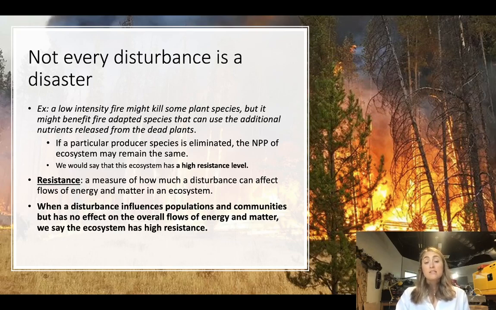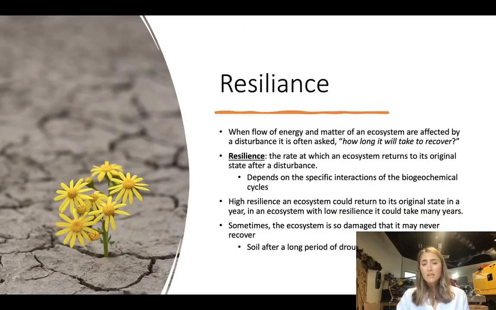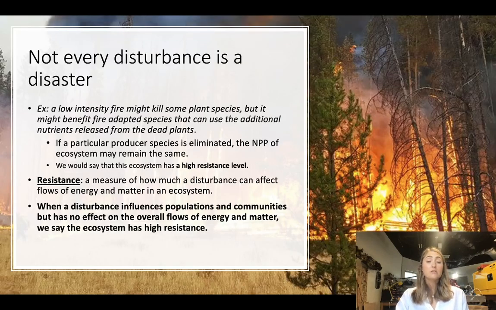So again, resistance is how affected the energy and matter flow within an ecosystem is. So if something has high resistance, energy flow and matter flow will not be affected. You will still have a similar rate of NPP. If it has low resistance, you'll see a decrease in the amount of net primary productivity. If something has high resilience, that generally means it will recover from a disturbance very quickly versus something that has lower resilience. And both of these are generally depicted by having a high amount of species and genetic diversity.